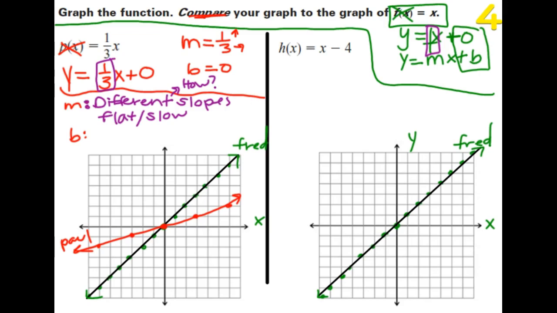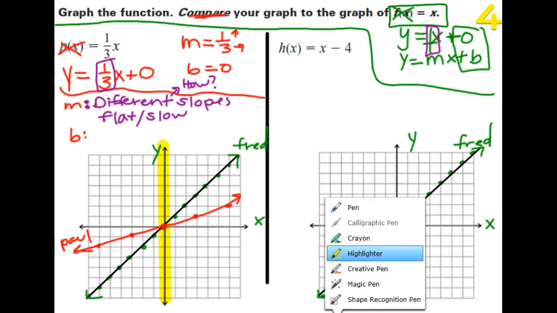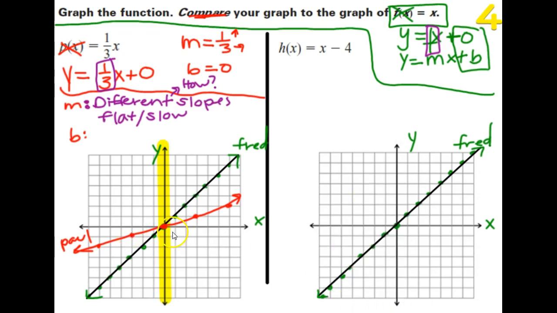And then we also need to compare b, which is our y-intercept, where we cross the y-axis. So looking at our y-axis, these two lines both actually cross at the same point right here in the middle. So we can say that they have the same y-intercept. They cross the y-axis at the same spot.